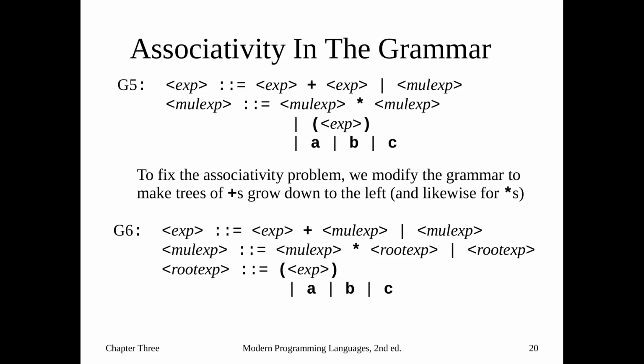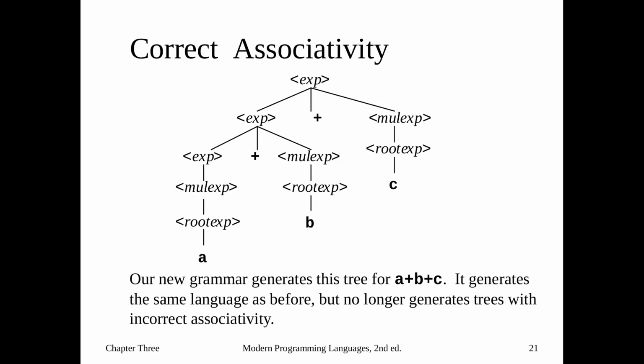So this gives us the capability to build left associative rules. The opposite would be, if we want to do right associative, we do the opposite, right? We put the recursive rule on the right side of the operator rather than on the left. So our new grammar generates as expected. It generates the correct tree for A plus B plus C. It generates the same language as before, but no longer generates trees with incorrect associativity.